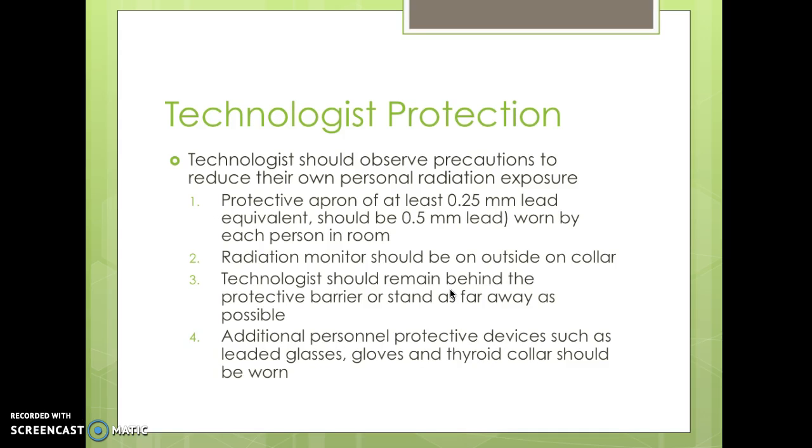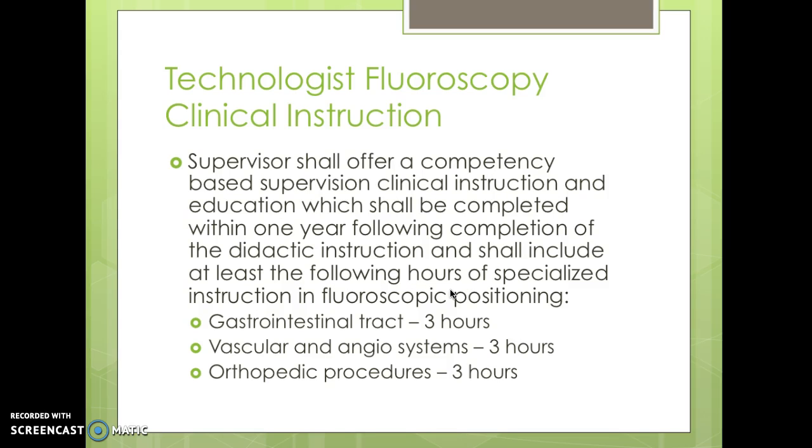So technologist protection. Technologists should take precautions to reduce their own personal radiation exposure. We do that through our lead, which is 0.5 millimeters of lead. Radiation monitoring should be on the outside of the collar, on your thyroid collar. Technologists should remain behind protective barriers or stand as far away as possible. And additional personnel protective devices such as lead glasses, gloves, and thyroid collars should be worn at all times.